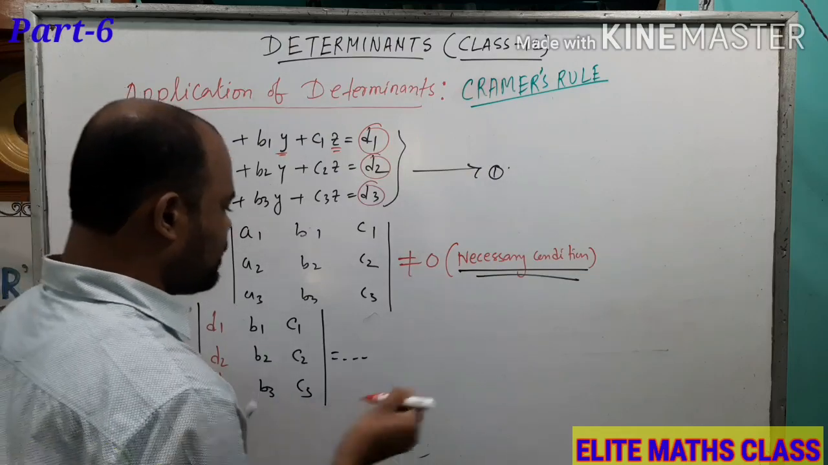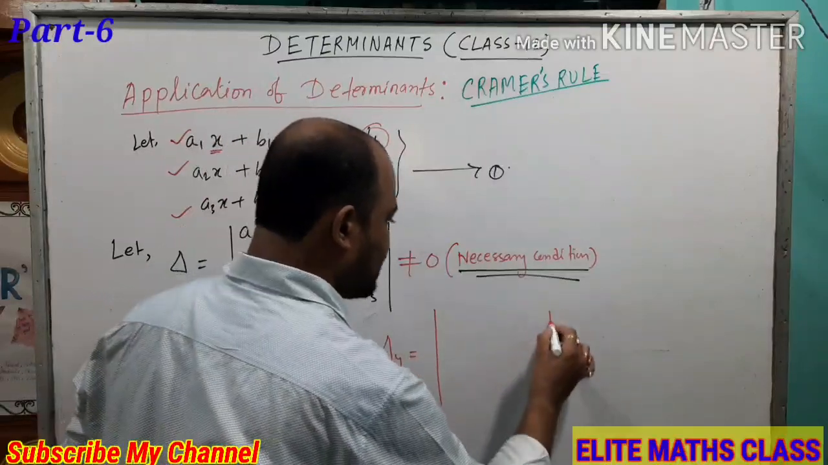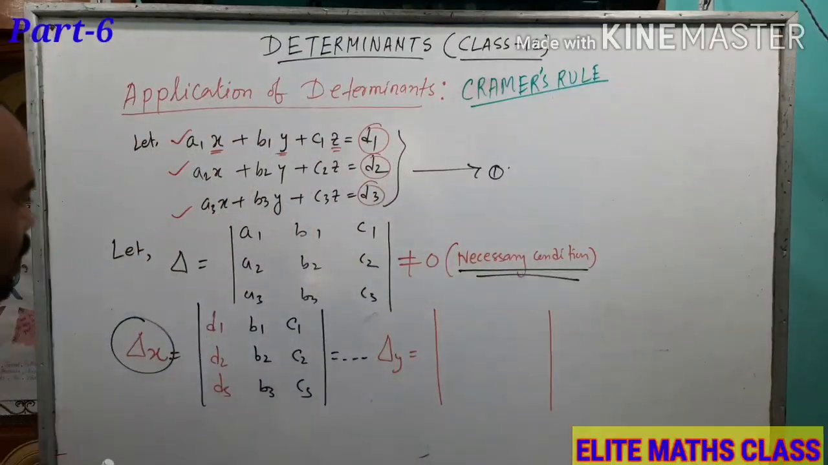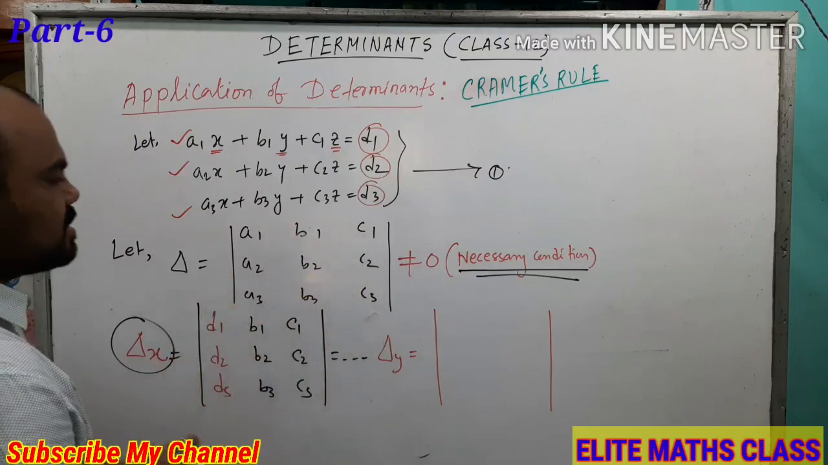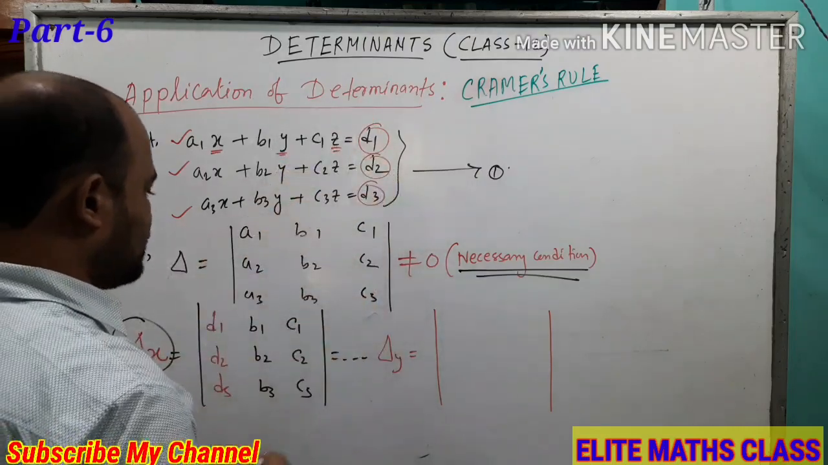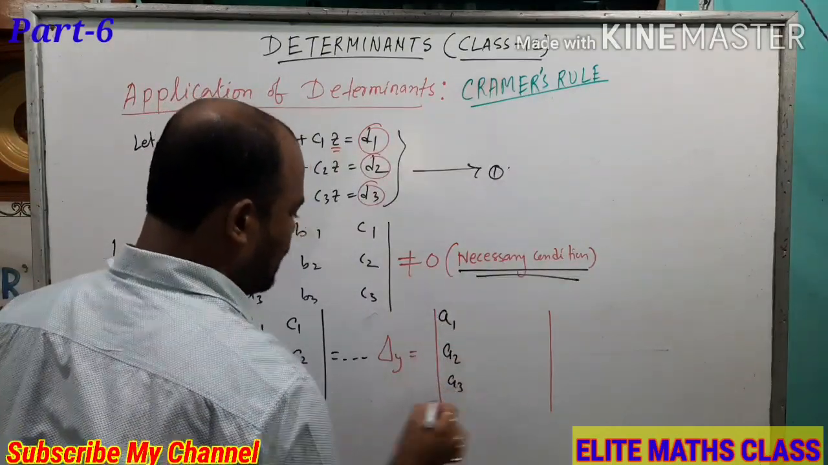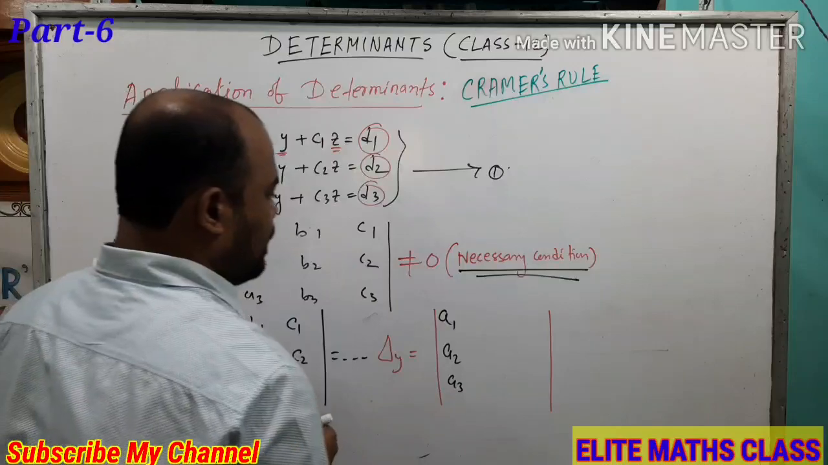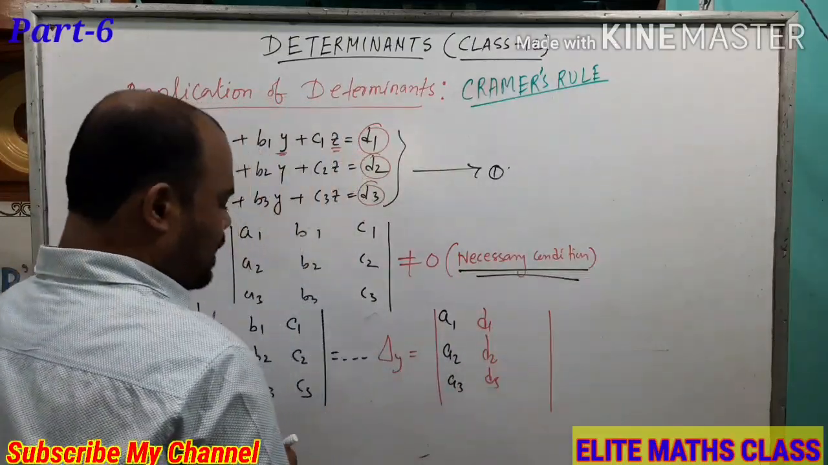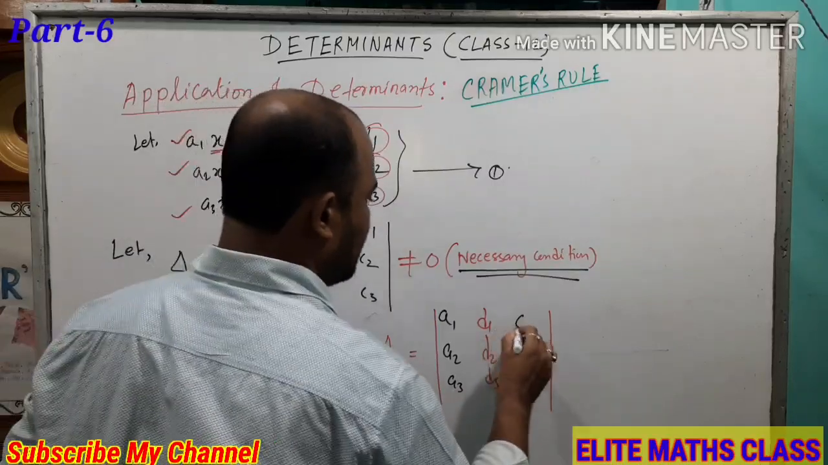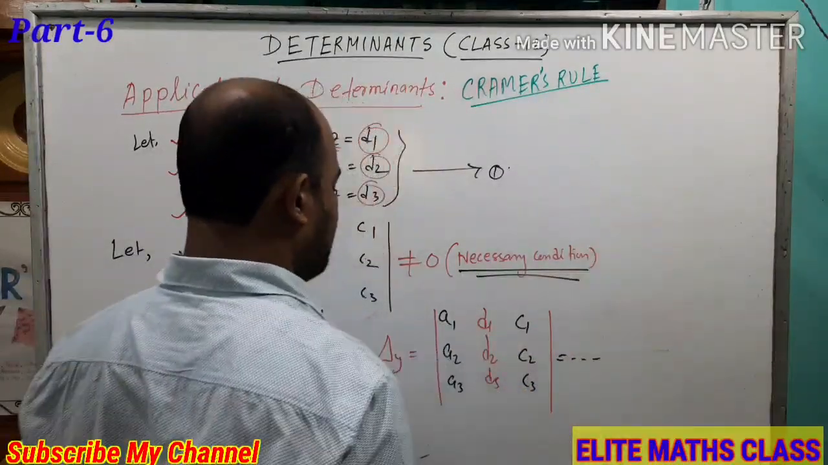Similarly, next we have to find del y. Now see, exactly in the similar way, del y. Y means this column is for y, the coefficient of y. So this column will be replaced by the constant terms. So in this case, the first column will be unchanged, the second column will be the constant terms d1, d2, d3. Then the third column will be unchanged, c1, c2, c3. Then expand it whatever the value is.